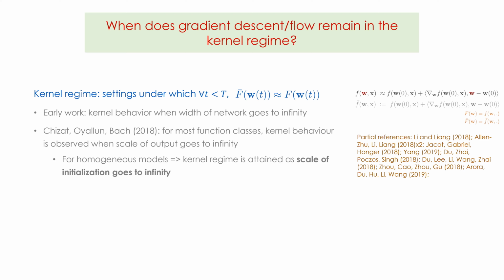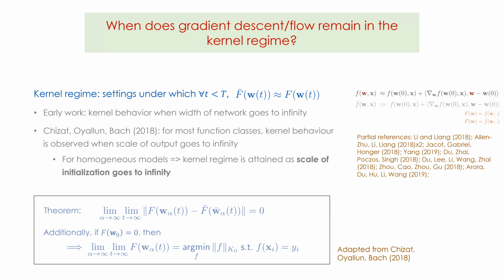What does it mean? If I have parameters W, I initialize to some fixed vector, and then take a sequence of models which are initialized with the scaling of this vector. As the scaling goes to infinity, these works established that if the scaling is large enough, then you start approximating a kernel model. So this is in turn applicable for any model, including linear models.